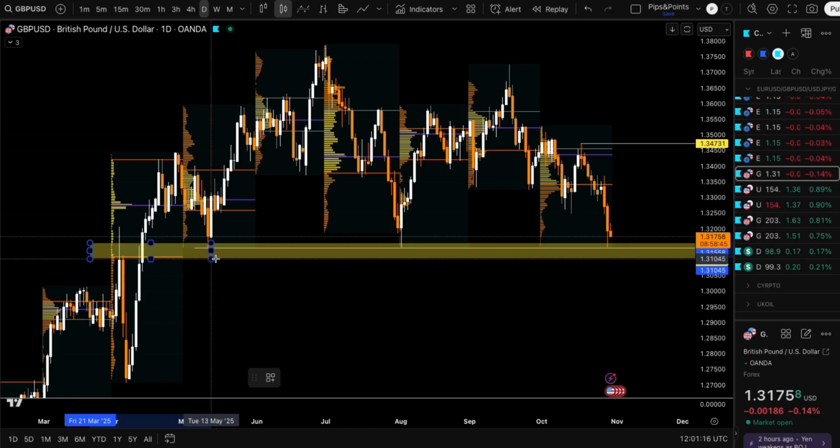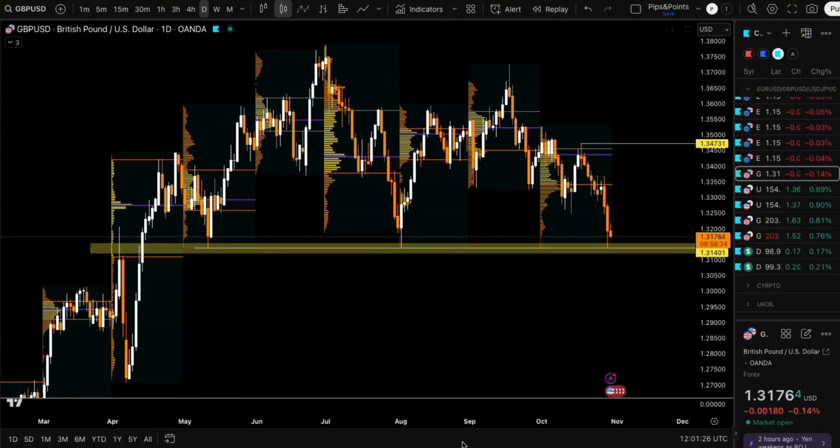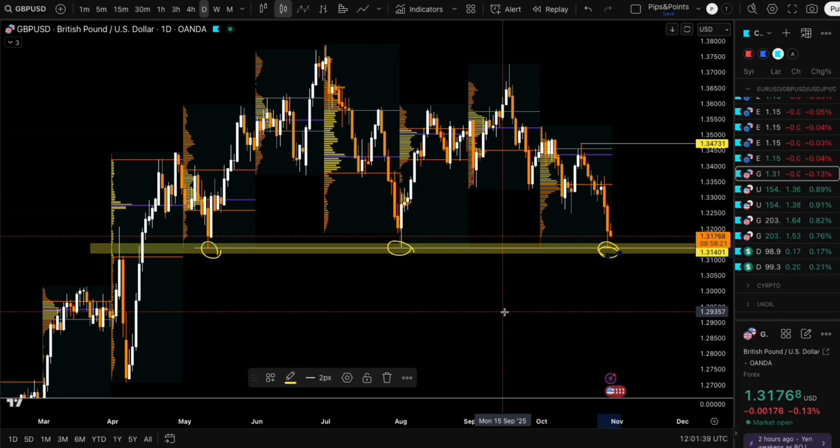So I'm going to highlight this low volume node for you, and you can see exactly where that is sitting. That is literally right on the support level, and we've had 3 touches on that level so far. Let me just highlight that out to you again. We have a touch here, and another touch here. So price has rejected that low volume node area 3 times.